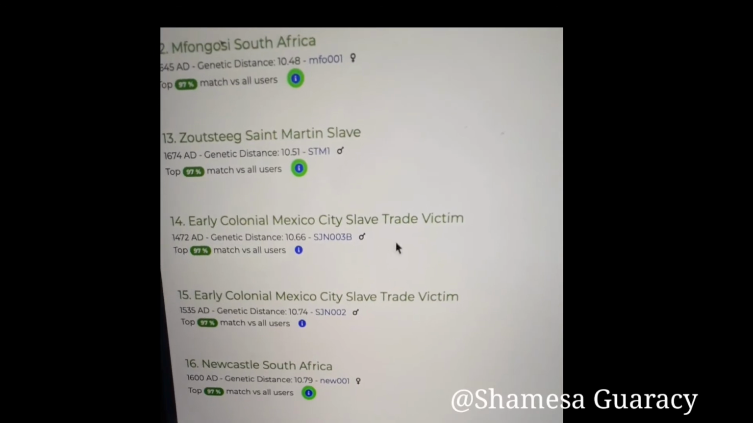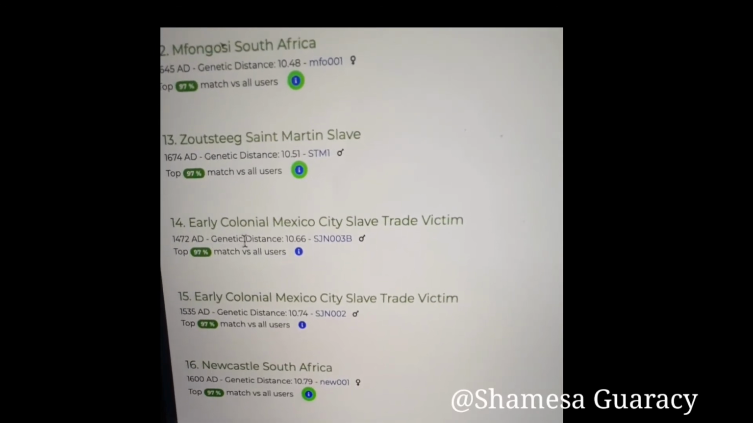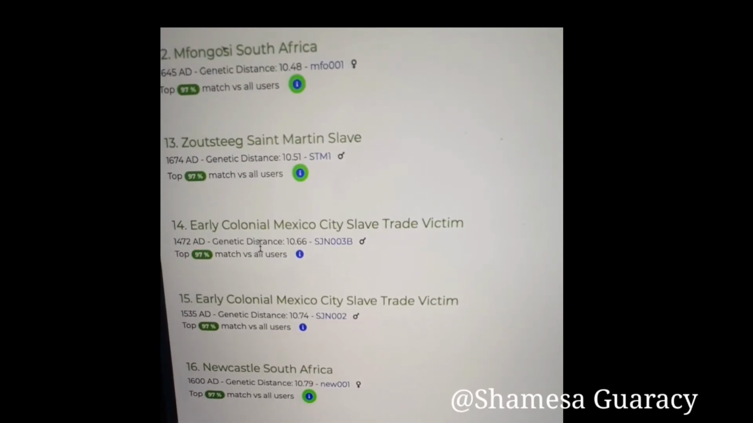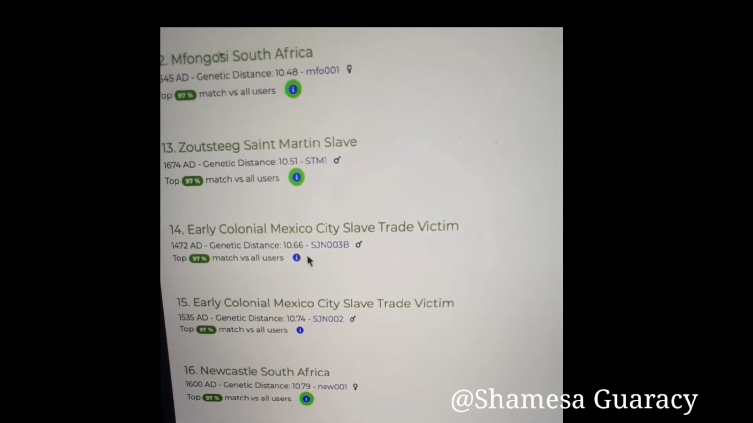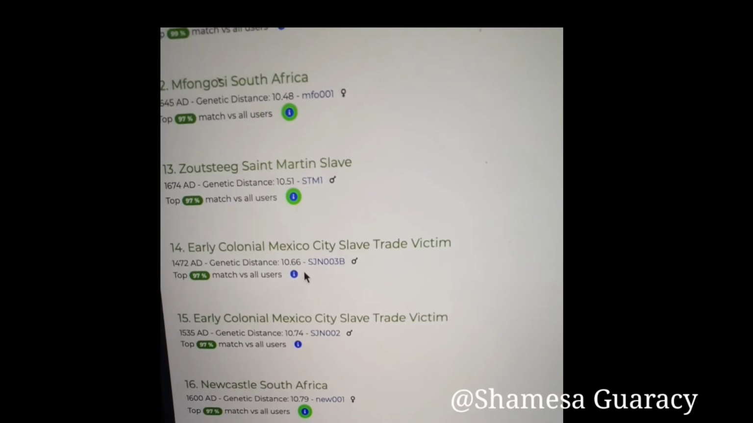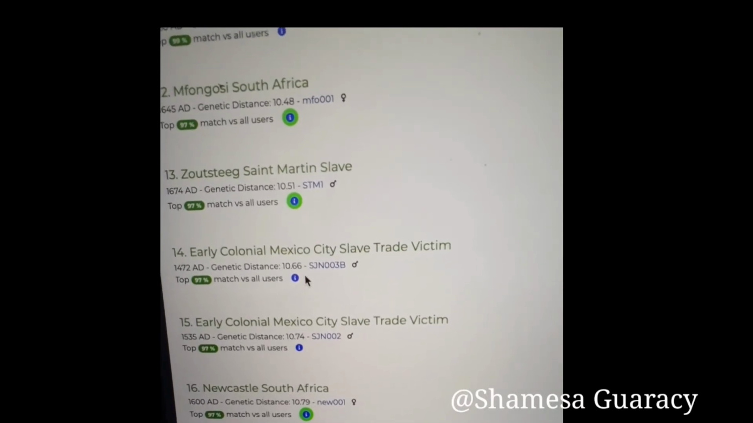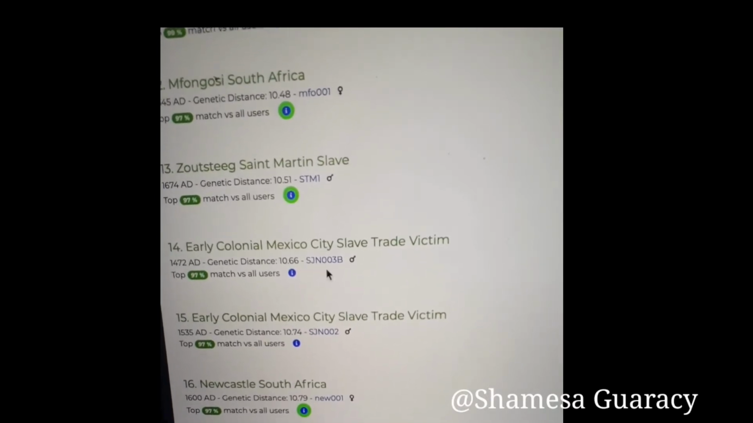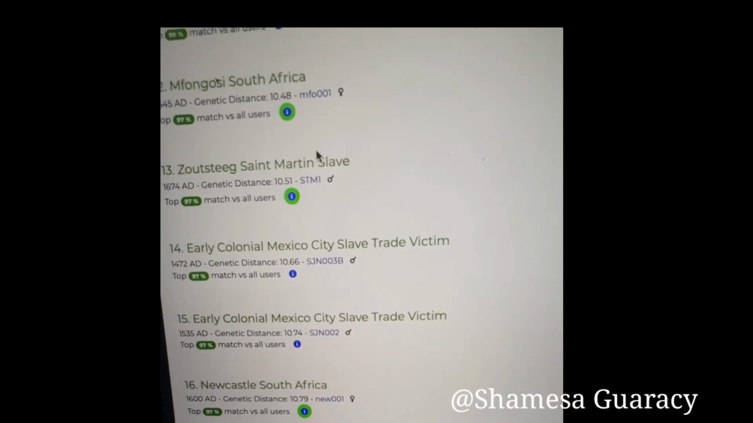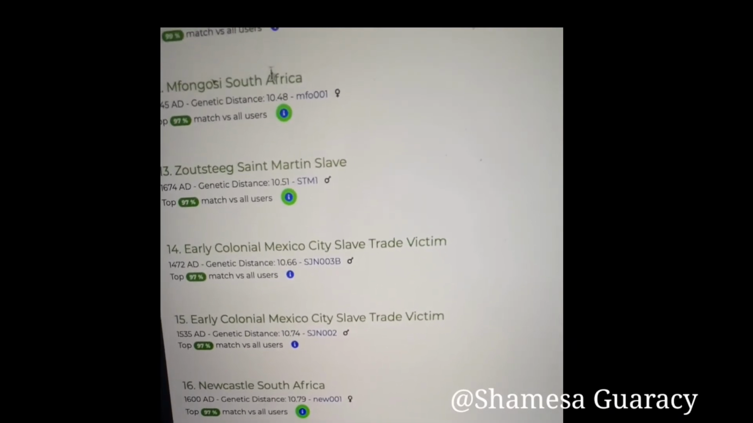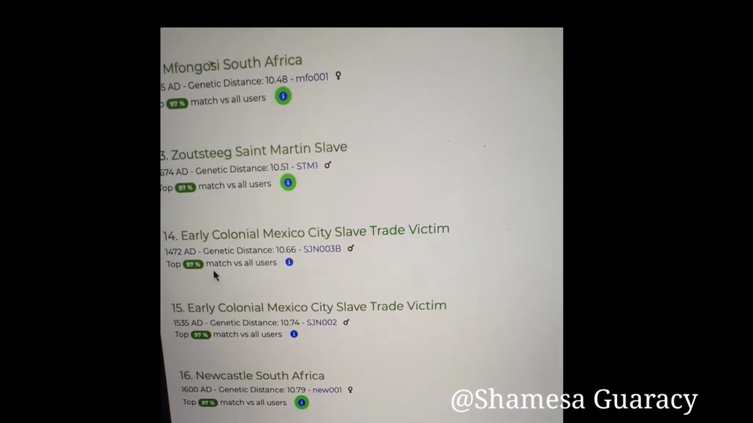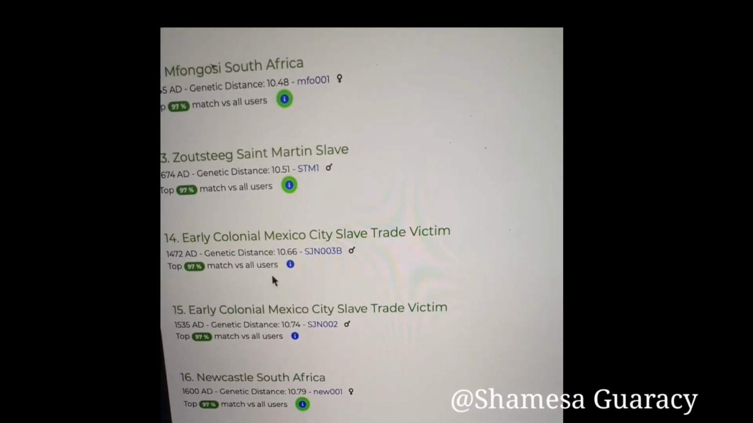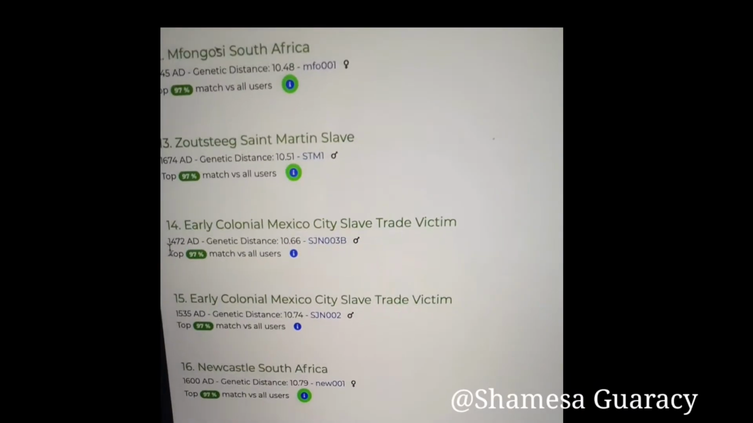This is what I want to talk about right here. The early colonial Mexico City slave trade victim. My genetic distance is a 10, so that means we're closely related. This person, we're like the same people. But obviously not as close as these people up here. Anyway, the top 97% match versus all users. But this is what I want to focus on right here.